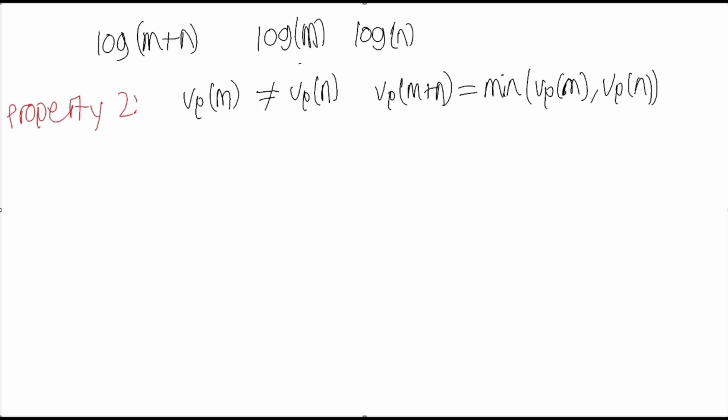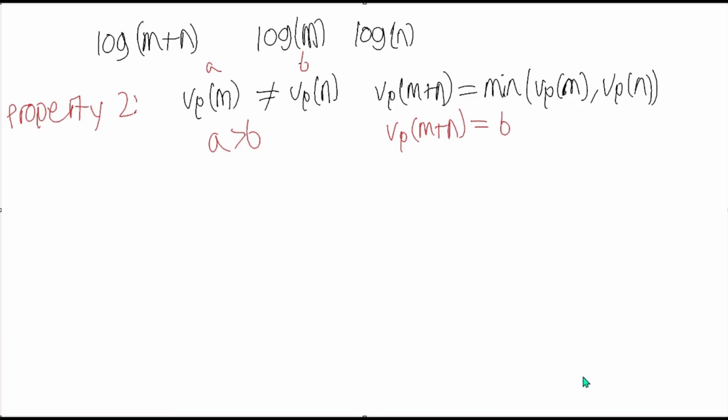And for convenience, let's go ahead and write this value here to be a and this one to be b. And we can assume without loss of generality that a is greater than b. How come? Because if a were less than b, then we just swap these two around. So if a is less than b, we just go that way and that way. So we assume a is greater than b, then we want to prove that nu p of m plus n is equal to b as well.